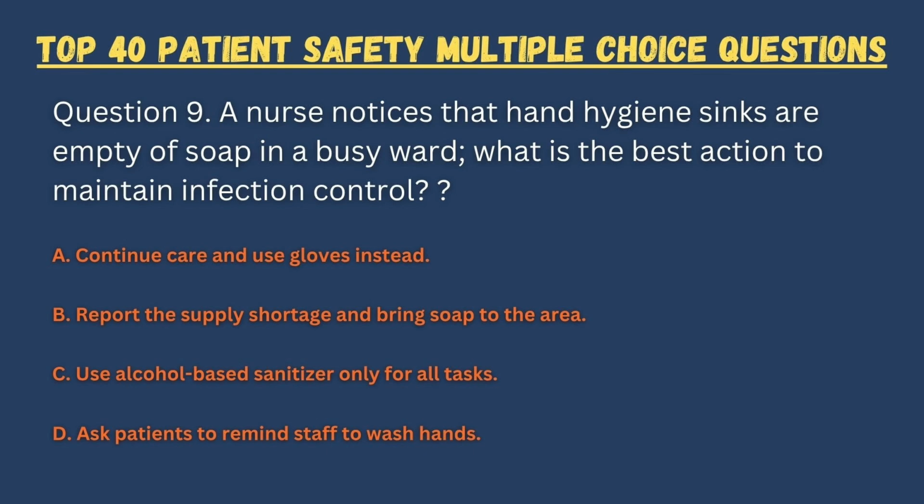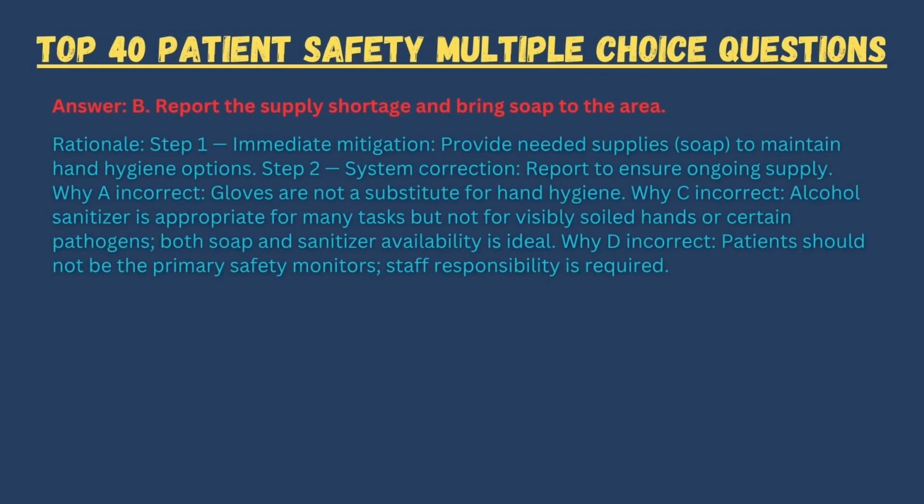Question 9. A nurse notices that hand hygiene sinks are empty of soap in a busy ward. What is the best action to maintain infection control? A. Continue care and use gloves instead. B. Report the supply shortage and bring soap to the area. C. Use alcohol-based sanitizer only for all tasks. D. Ask patients to remind staff to wash hands. Answer. B. Report the supply shortage and bring soap to the area.